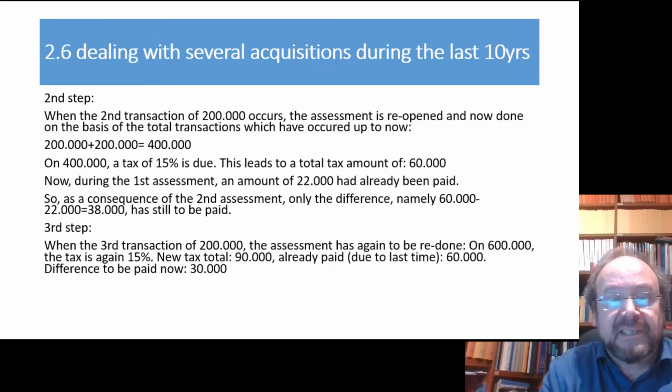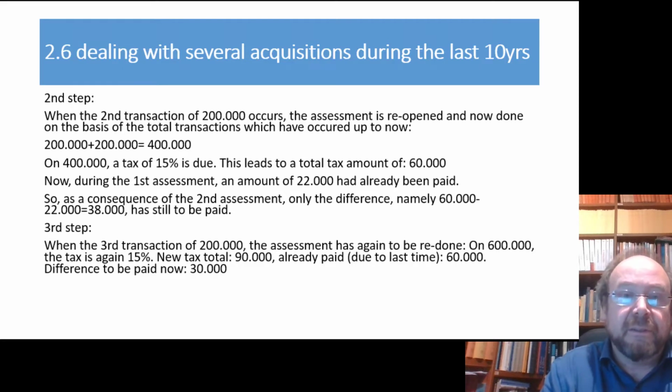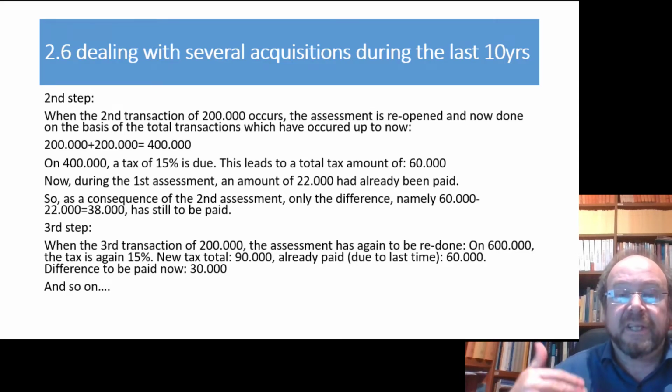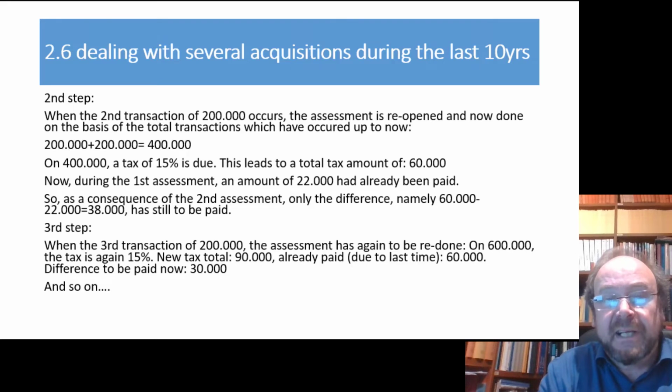We reopen the assessment again. Now we charge our taxpayer based on a total acquisition of 600,000. The tax rate in that bracket is still 15%. The new tax total is 90,000. We look to our files and say, okay, congratulations, dear taxpayer, last time you have already paid an amount of 60,000, so please just give us the remaining difference, 30,000, and so on, and so on. This is how former events are taken into account.